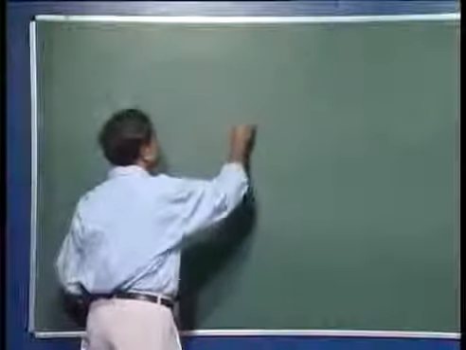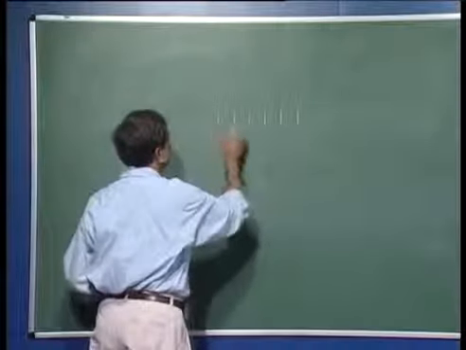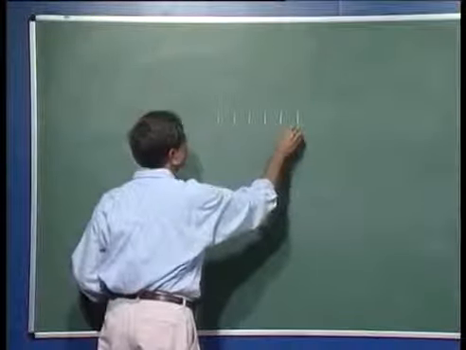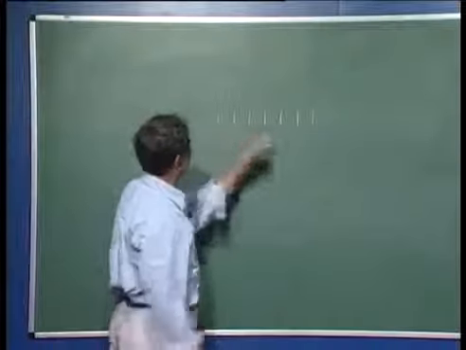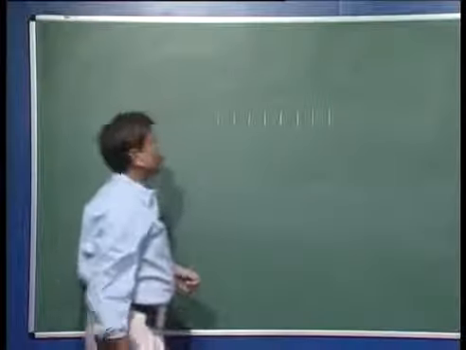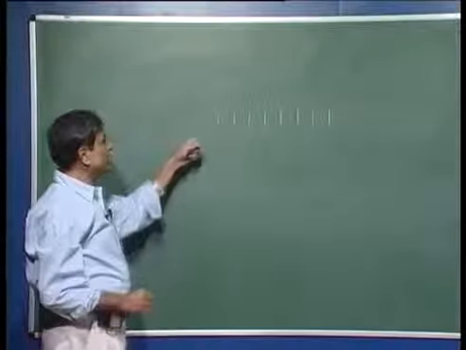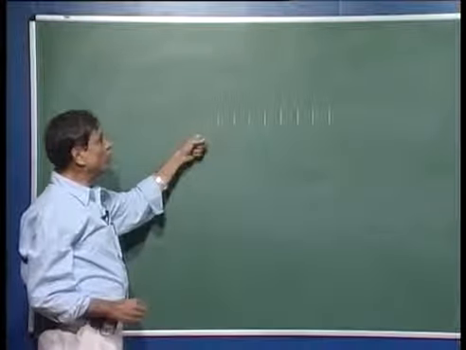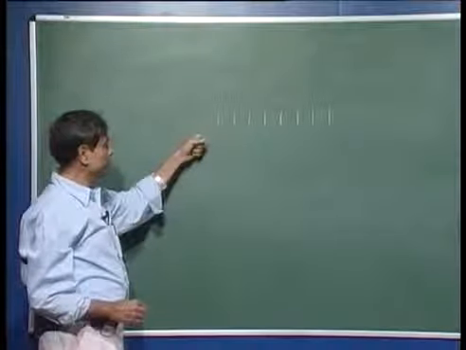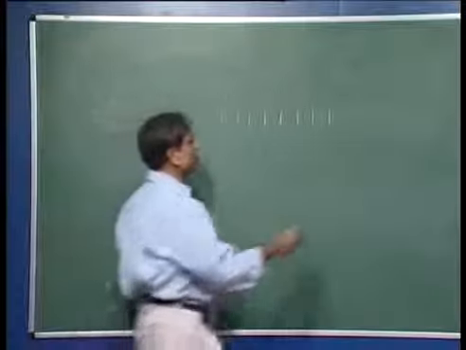We are all familiar with this task. Suppose I am given 1, 2, 3, 4, 5, 6, 7, 8, 9 ones, let us say, and in unary this block of ones represents the number 9.